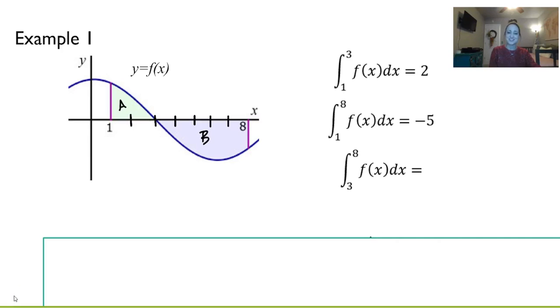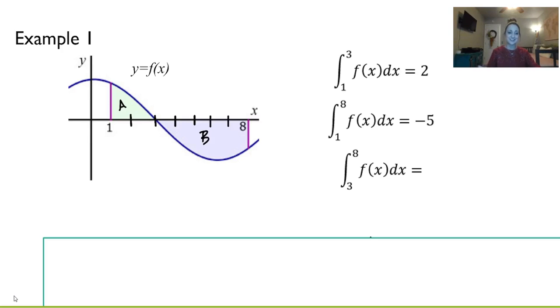So before we look at Second Fundamental Theorem of Calculus, I do want to do some review of definite integrals and area. I'm going to force a pause on the screen. Can you please see if you can figure out this definite integral given the graph of f of x on the left and these two definite integrals on the right?